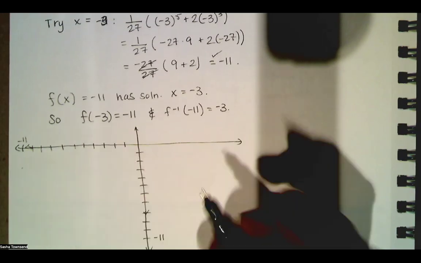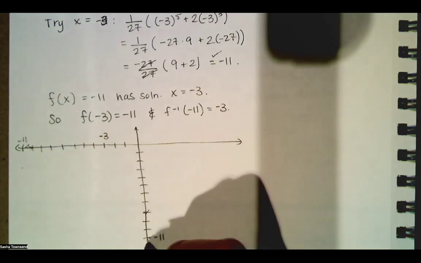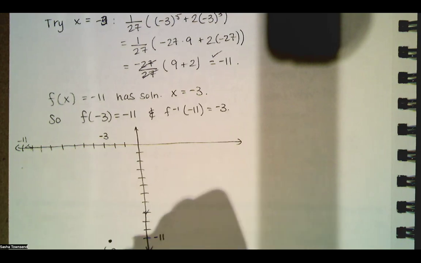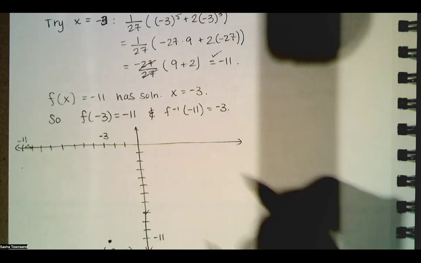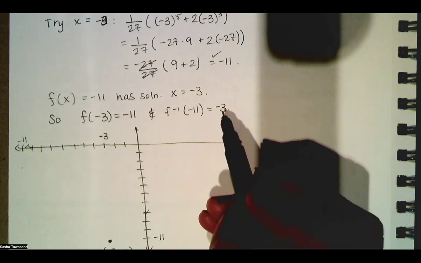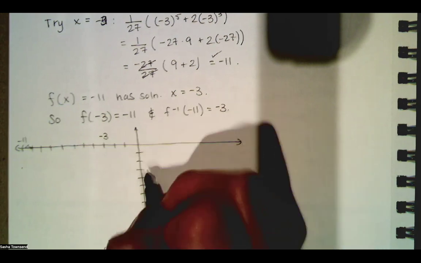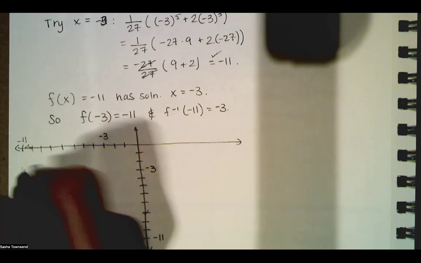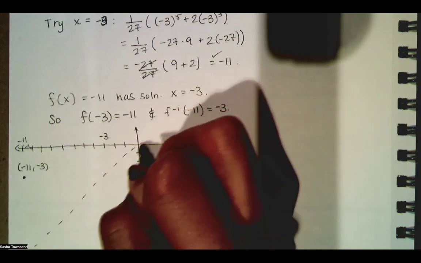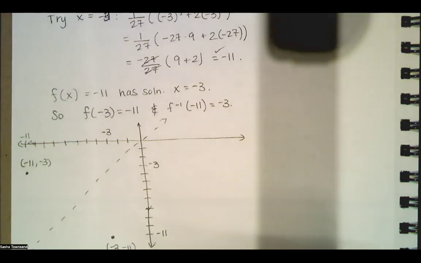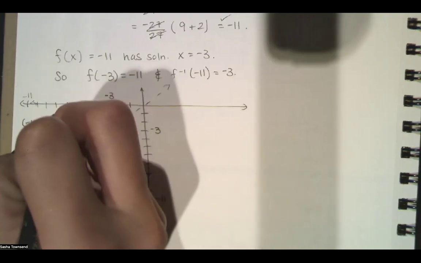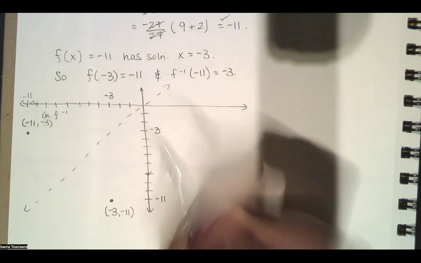And this tells us that when x equals -3, y equals -11 on the graph of the original function. And this tells us on the graph of the inverse function, when x equals -11, y equals -3. So again, we see some symmetry about the line y equals x. Since (a, b) is on that graph, (b, a) is on that graph. So this is on f inverse. This is on f.